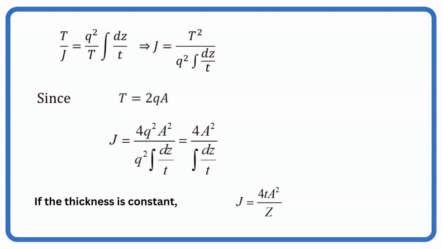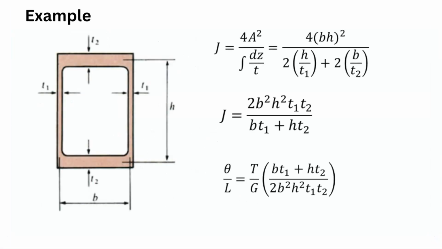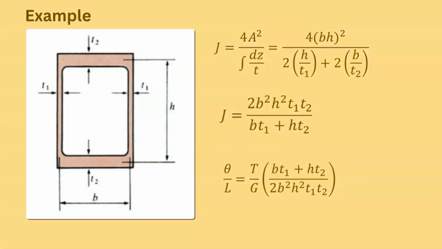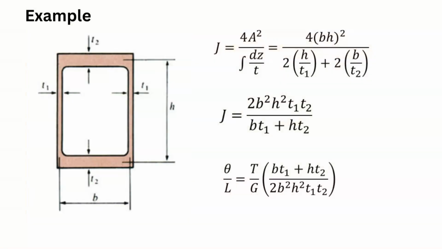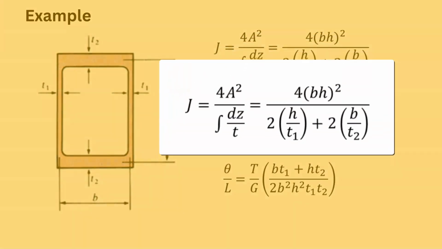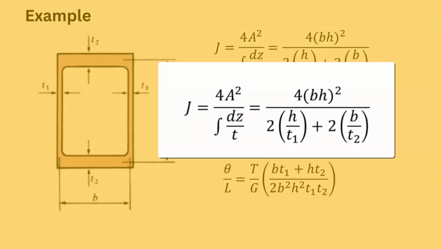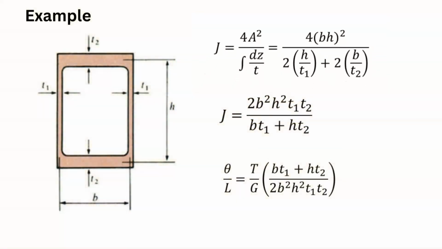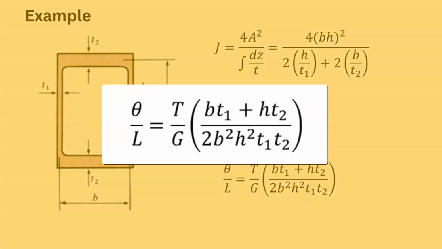Let us look at an example of a section having different wall thicknesses. In the figure shown here, the thicknesses are t1 and t2 for the sides of the section. Then, we calculate S over t for each part and add all of them. Once J is calculated, the angle of twist can be found from the general torsion formula, that is theta over L is equal to T over GJ.